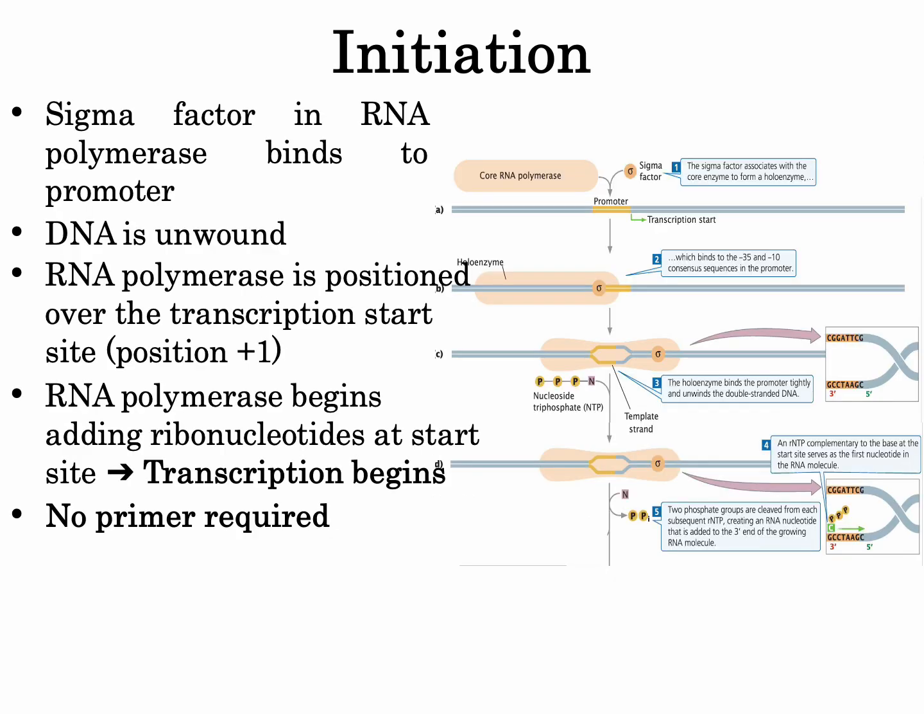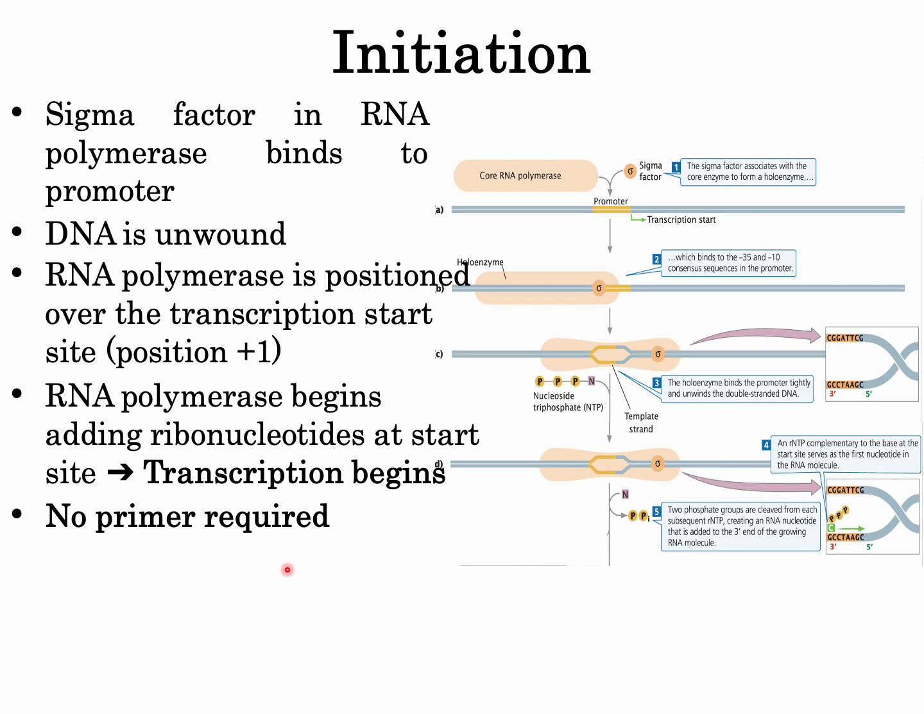During initiation, once the sigma factor binds to the promoter, the RNA polymerase core enzyme is loaded onto the DNA template, and the DNA starts unwinding and transcription is starting. So the RNA polymerase is positioned over the transcription start site, which is the position +1, and now RNA polymerase can start adding nucleotides and transcription begins.